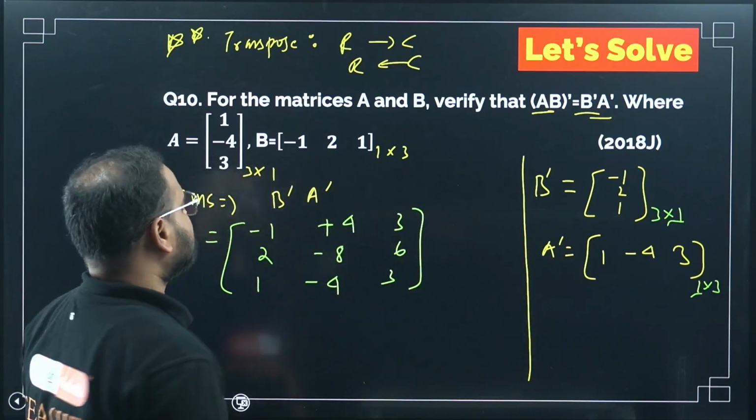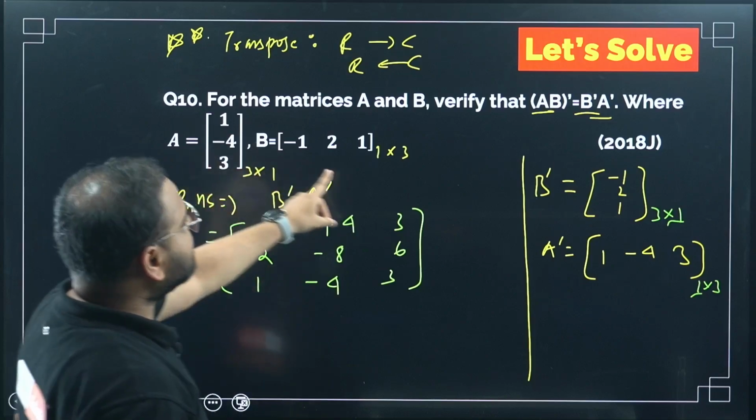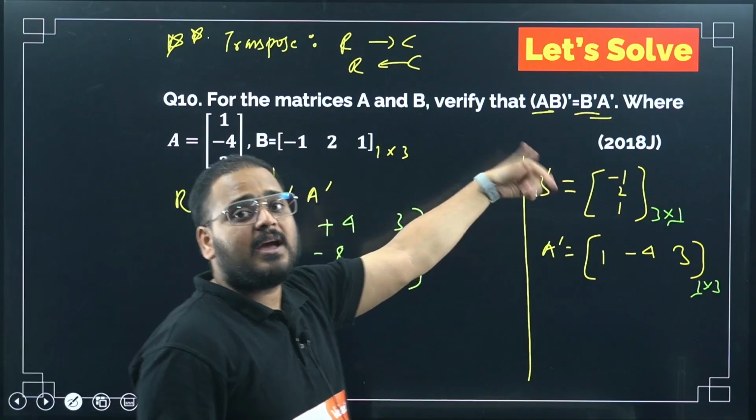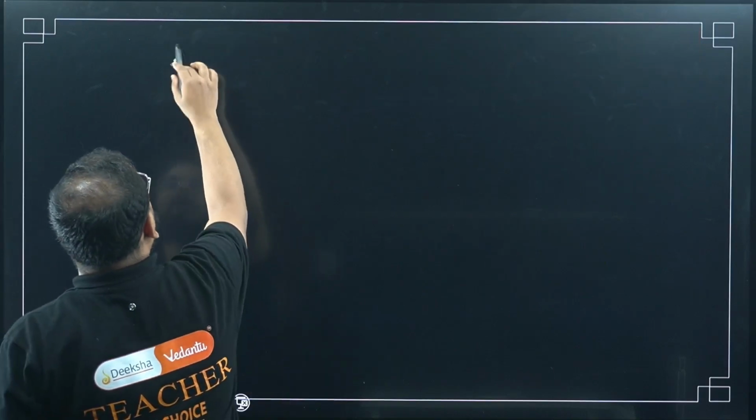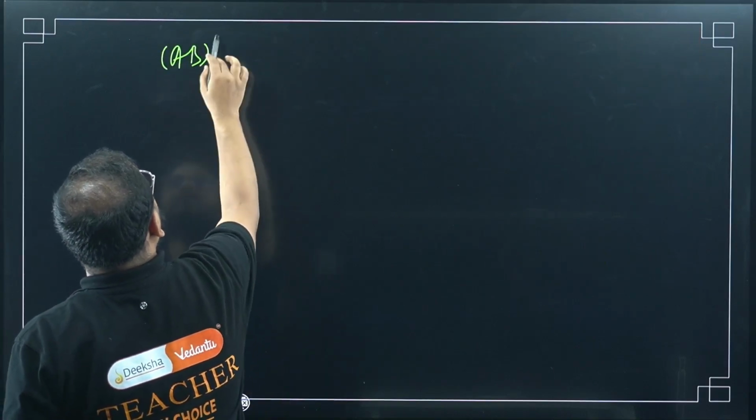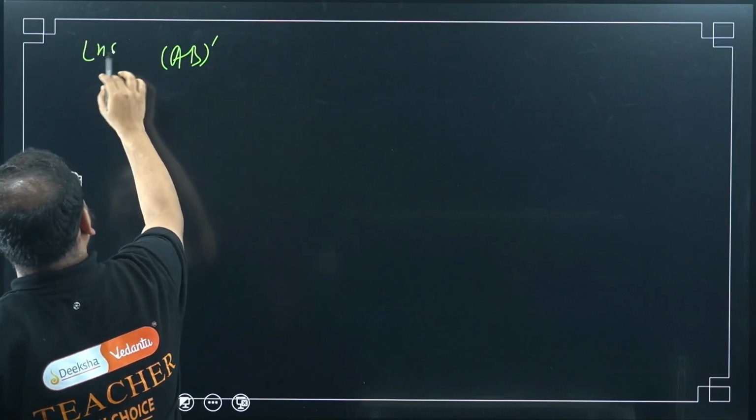Yes or no? Yes. RHS is this. I have to find out LHS now. What is LHS? Multiply first AB and then get me the transpose. Okay. Let's check here. I'm looking for what? AB now. Looking for this. This is my LHS. Okay.